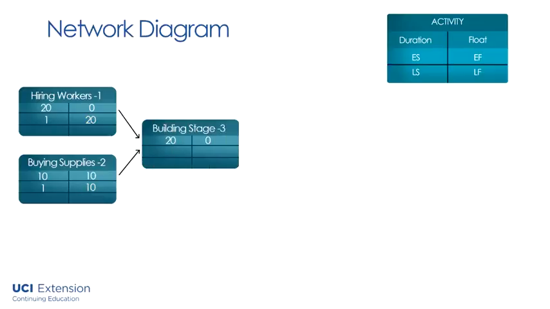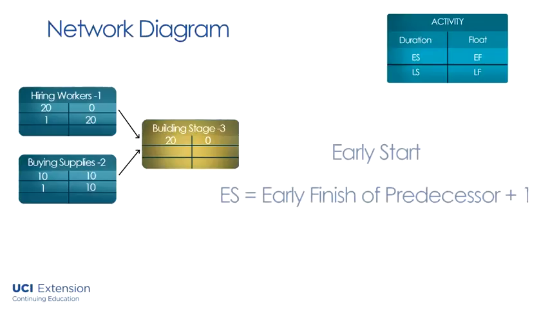Now you move along the network diagram and you are ready to calculate the early start of the second activity or activities. The activity or activities, which are the successors to the first ones, the formula for this is early start is equal to the early finish of the predecessor plus 1.